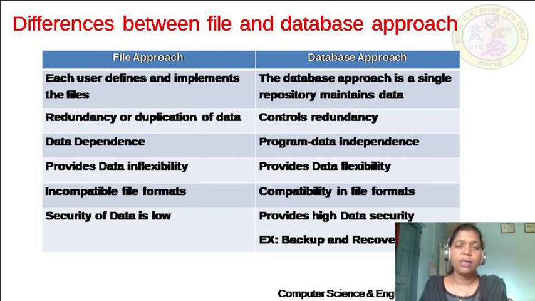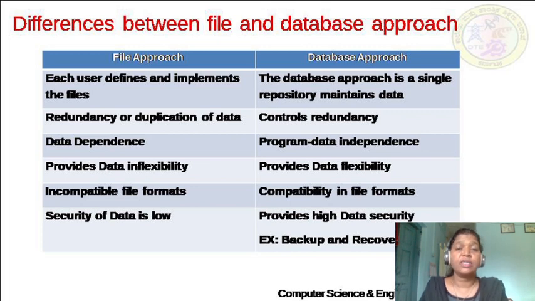In a file, each user defines and implements the file. Every time, a single user maintains his own files. What about the database? Now compare with that of the database. The database approach is a single repository. It's not every user maintaining one database. Only once am I defining the database and all others will be sharing that database. So the database is defined once, a single repository maintaining the data, and all others can access that data. Whereas with a file, every user has to define and implement his own file. So that is the first difference.